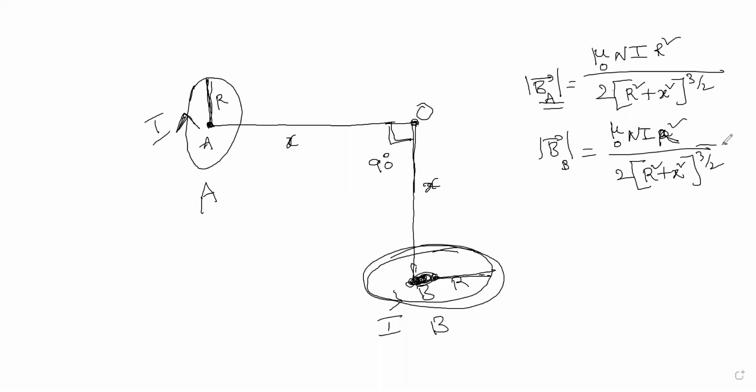The magnitude of the magnetic field, whether it is BA or BB, is the same. For the coil B or the coil A, magnitude wise they're the same. But we have to find the direction of the magnetic field. For that, you have to use the right hand thumb rule that I told you. Place the thumb in the direction of the current, and the curl of the fingers gives you the direction of the magnetic field.